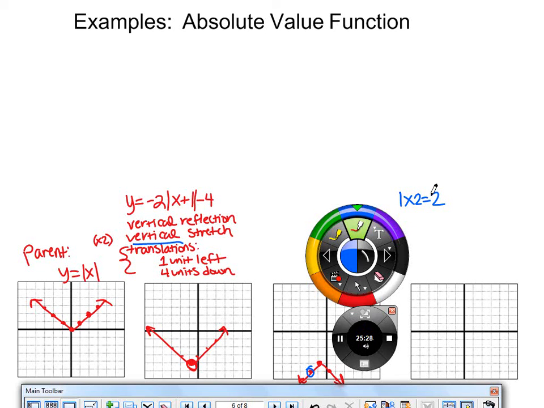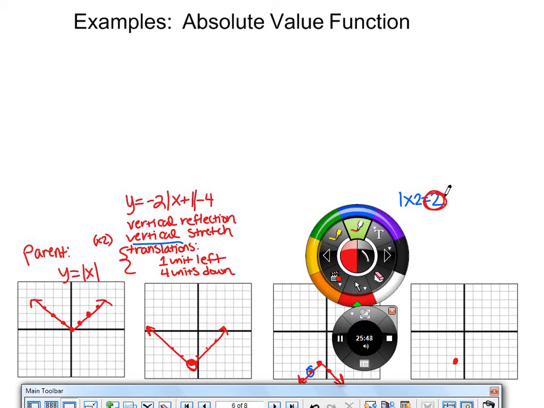That means I want to redo this graph, vertex in the same place, but the point that used to be 1 unit away from the vertex vertically, I now want it to be 2 units away from the vertex vertically. Am I changing how far it is left and right from the vertex? No, because that's horizontal stuff.